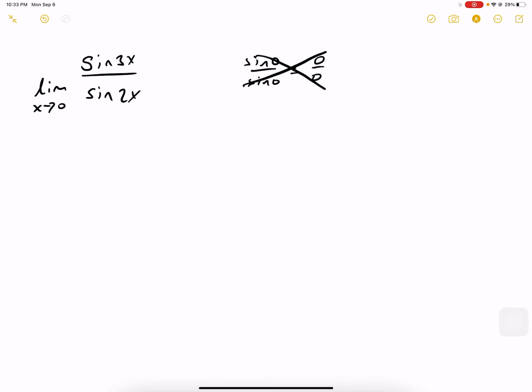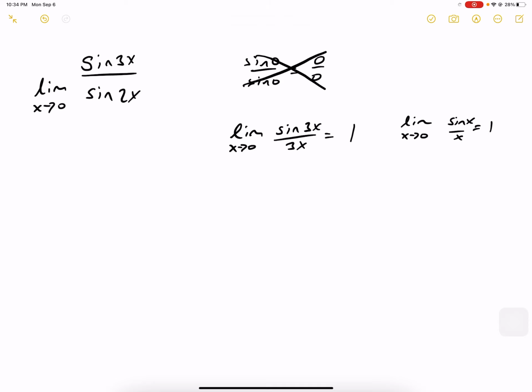Gotta find another way. We do know this identity, that the limit as x approaches 0 of sine of 3x over 3x would equal 1, right? Our rule is if the limit as x goes to 0 of sine of x over x, where these values are the same, that always takes us to 1. Well, we're going to kind of gimmick this now.